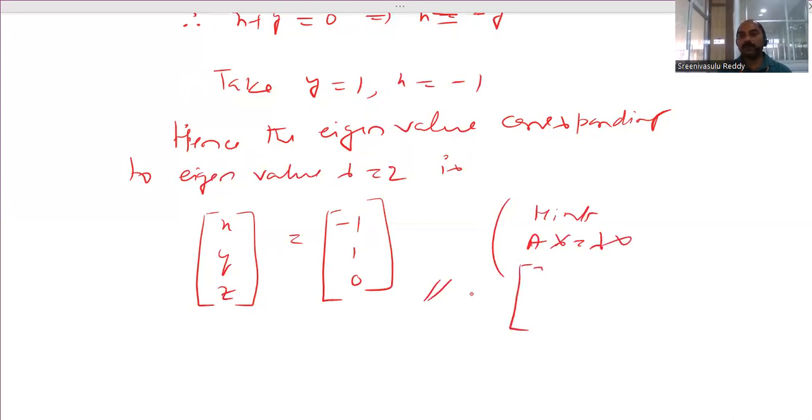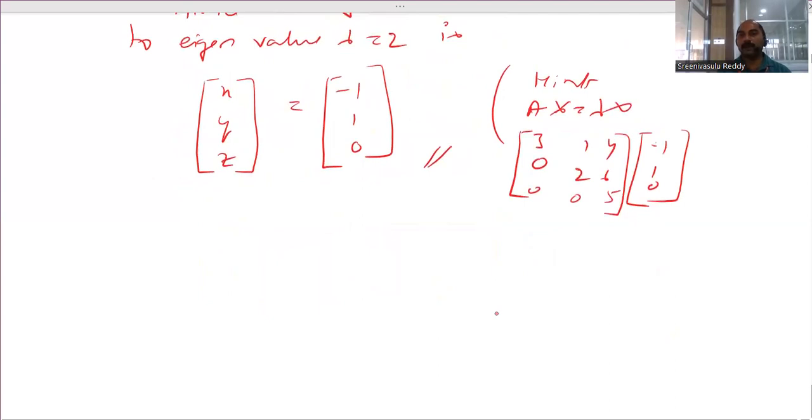A means 3, 1, 4, 0, 2, 6, 0, 0, 5. This is the given A. Now multiply with our x value. The x value is minus 1, 1, 0. What happens? Whether we get the right hand side value or not. After multiplying this, we get minus 3 plus 1.